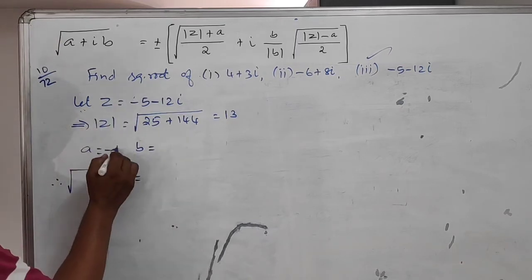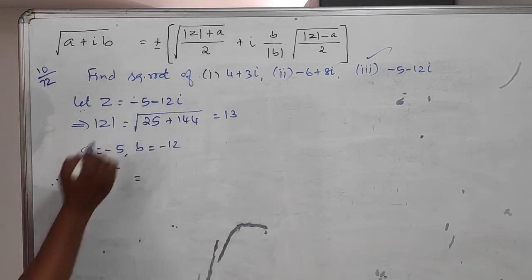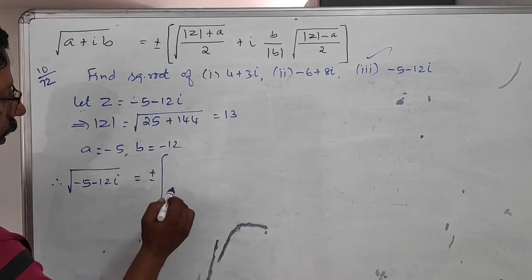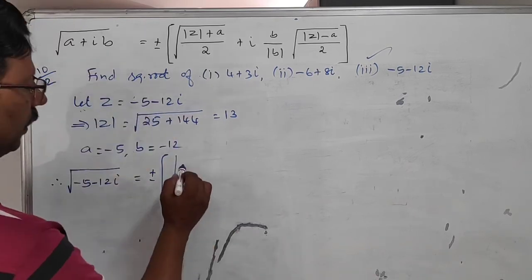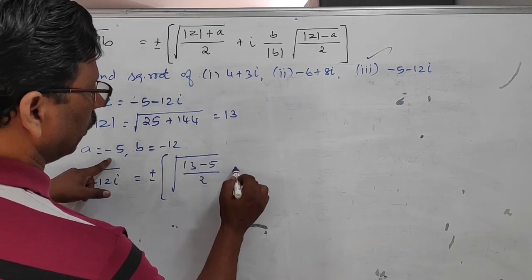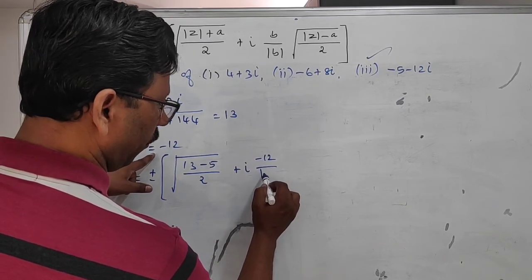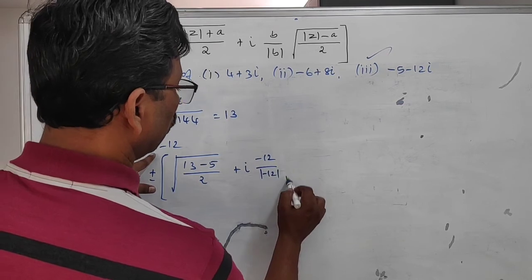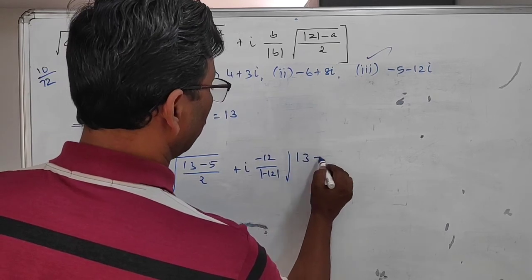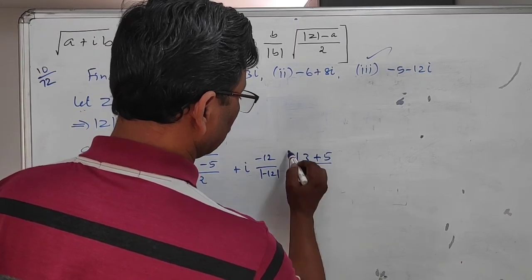Now here what is the A value? Minus 5. The B value is minus 12. Now therefore, square root of minus 5 minus 12i is equal to plus or minus root of modulus z. What is modulus z? 13. Plus A, that is minus 5, by 2. Then plus i into B, that is minus 12 by modulus of minus 12, into root of modulus z, how much? 13 minus A, that is minus of minus 5, plus 5 by 2, you can get.